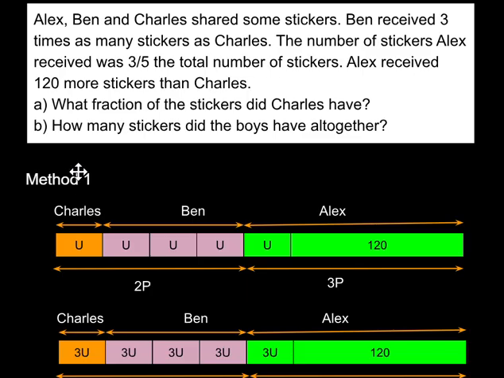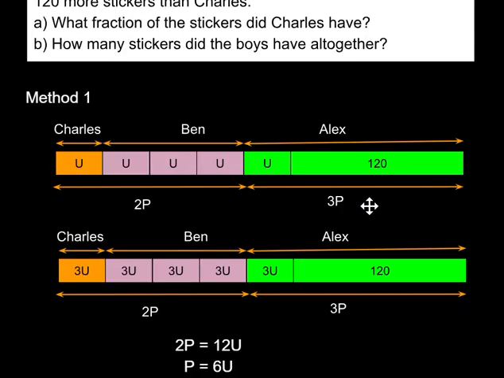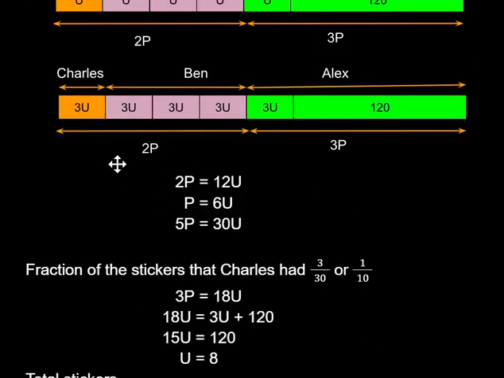The first part is we want to find the fraction of stickers that Charles has. So we know that 2P is equal to 12U. P will be equal to 6U. So 5P, because the total is 5P, is 30U because 5 times 6 gives me 30. So the fraction of stickers that Charles has is 3U over 30U, or 1/10. So we answer part 1 of the question.